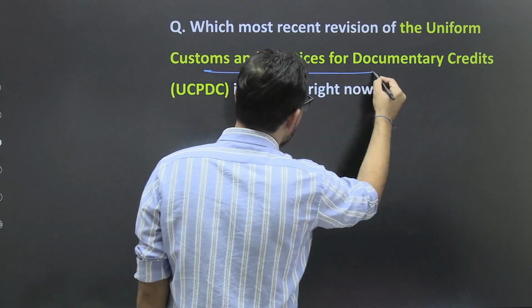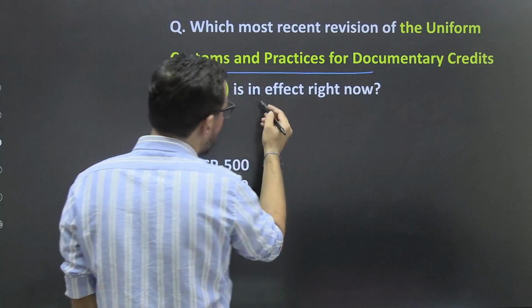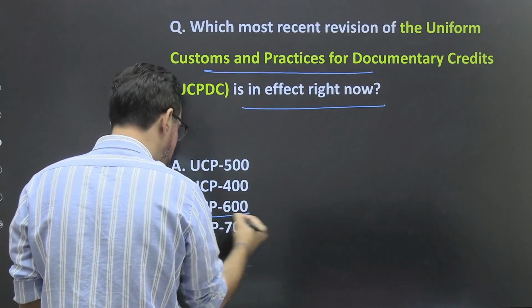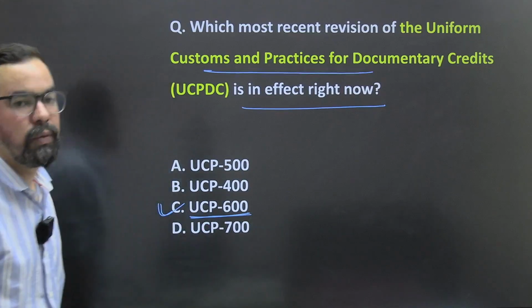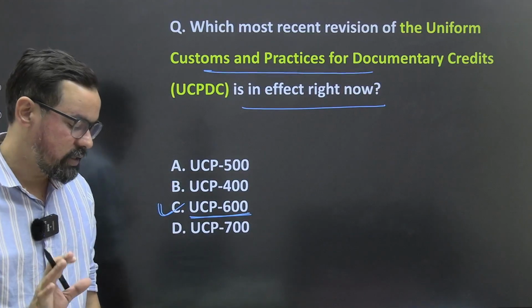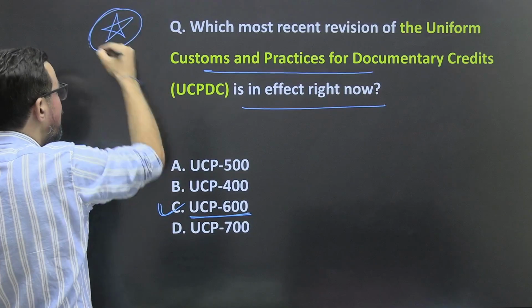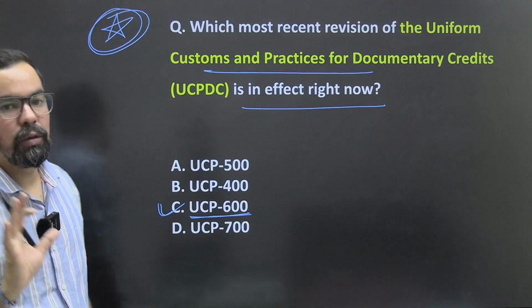Which most recent revision of UCP, Uniform Customs and Practice for Documentary Credits, is in effect now? So क्या होगा करेक्ट आंसर आपका, UCP 600 which became effective from July 2007 itself. Right now guys, again this is the most important one, ठीक है. So you'll definitely get one question based on this one most of the time, ठीक है.